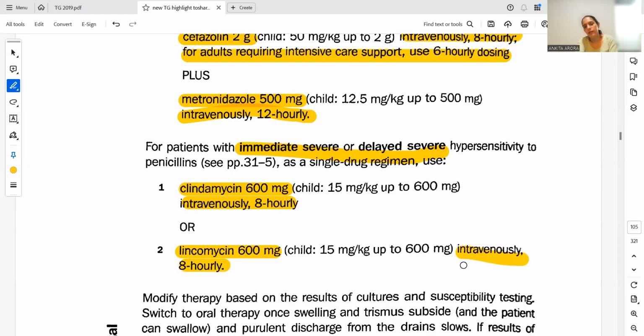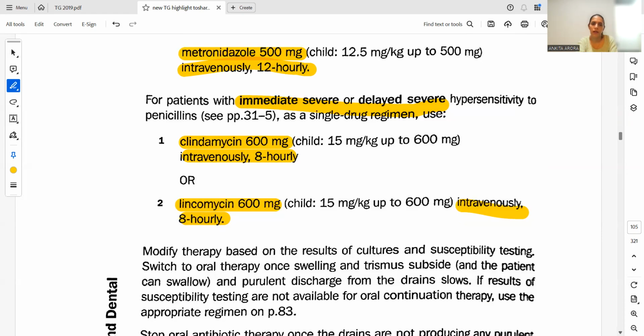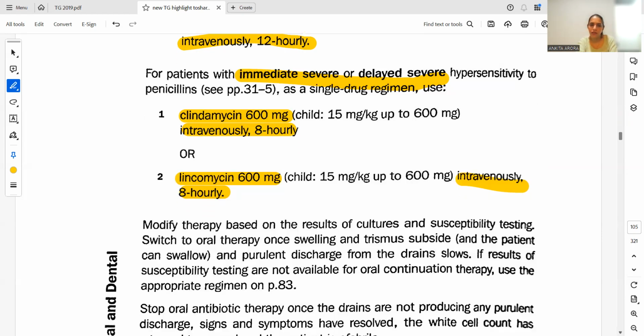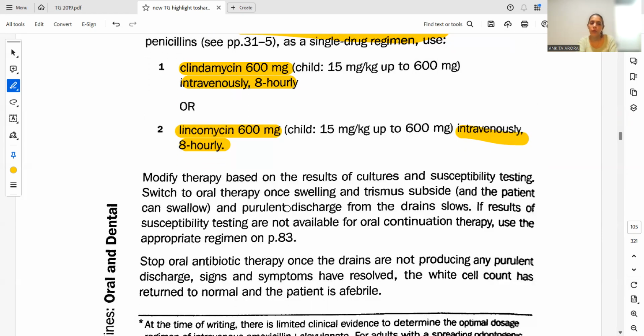Do stick some tables, make colorful charts and try to memorize these medications very thoroughly. Modify therapy based on the results of the cultures. As written in the previous chapters, after culture sensitivity results come, switch to oral therapy once swelling and trismus have subsided and the patient can swallow, and purulent discharge from the drains slows.